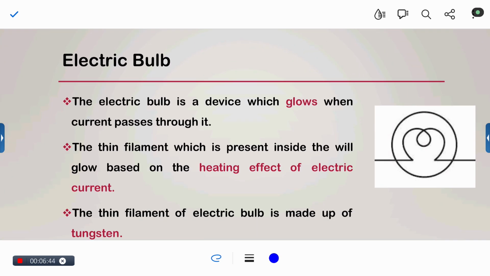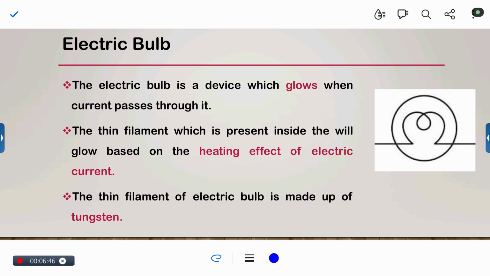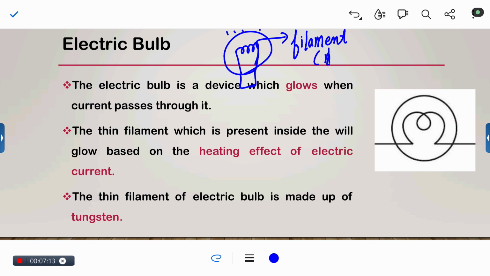Next, electric bulb. Generally we know an electric bulb will glow when electric current passes through it. And which part is going to glow? The thin filament which is present inside the bulb. That part only will glow, and then it is going to produce the light. So it's called the thin filament. And this filament is made up of a material which is called tungsten. By using what material are you going to make the filament over here?